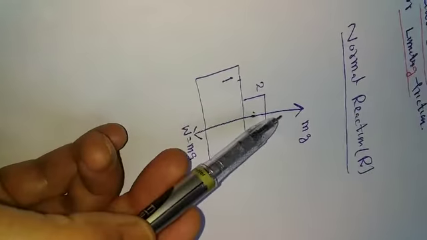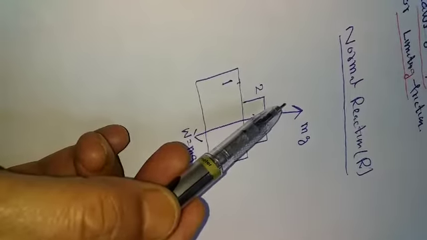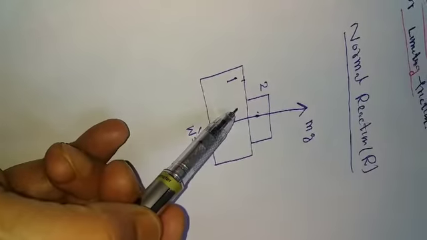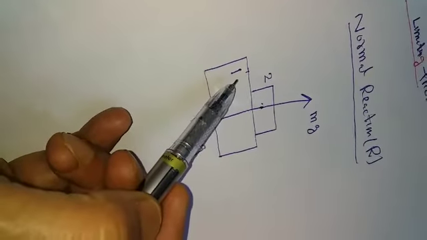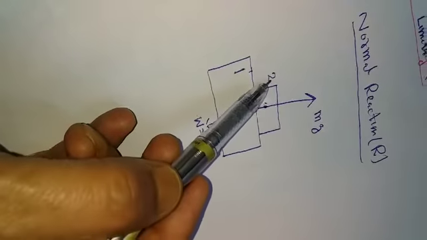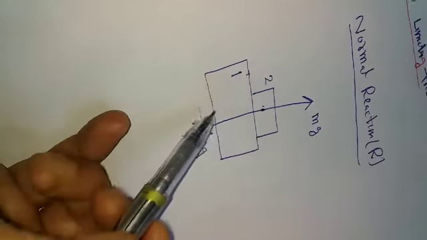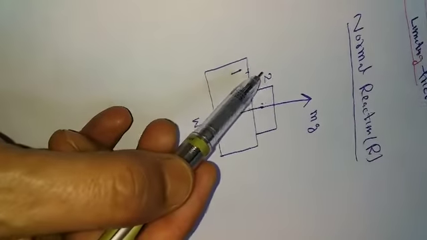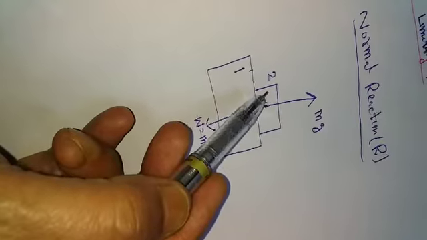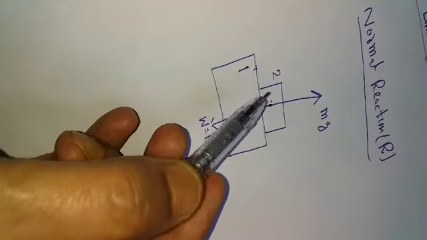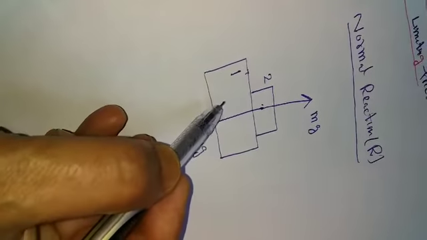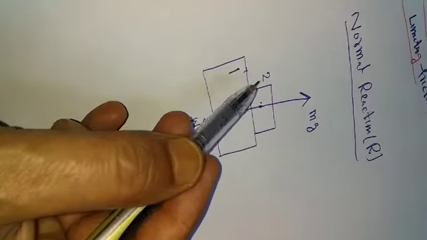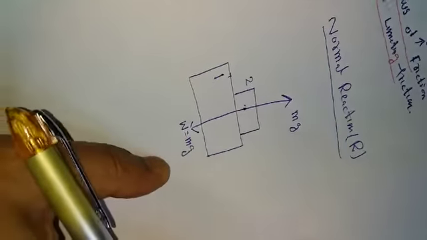This reaction force is applied in the upward direction. Body 2 is pressed by body 1, but body 2 does not come down. Why does it not come down? Because body 1 creates an equal force on body 2, called reaction force. The force created by the reaction of body 1 on body 2 is called normal reaction. This is called a normal reaction.